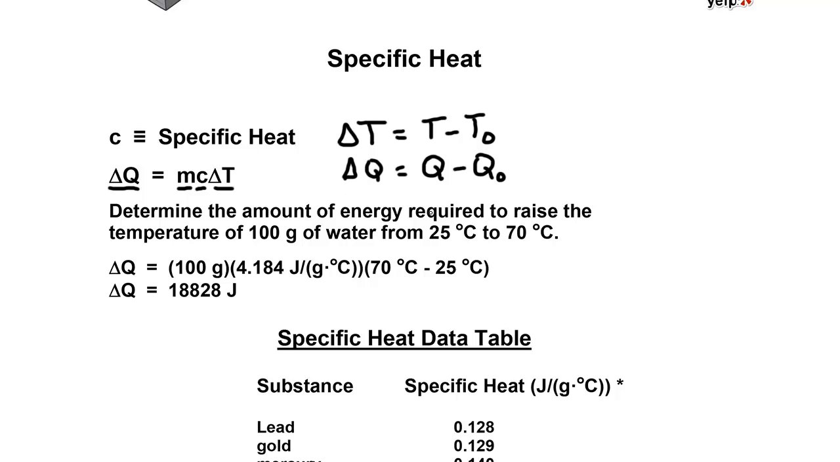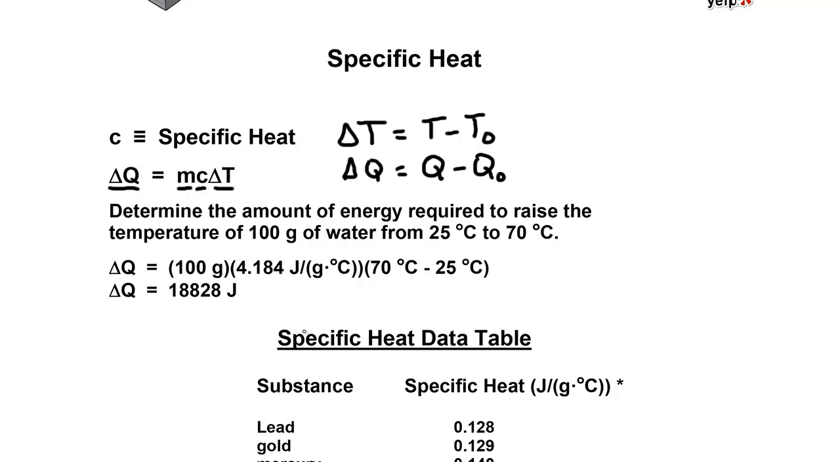Now we want to go from a 25 degrees Celsius temperature to a 70 degrees Celsius temperature. So our final temperature is 70 degrees minus our initial temperature of 25 degrees Celsius. Okay, so then we go ahead and do the math. And the math tells us that we're going to acquire 18,828 joules.